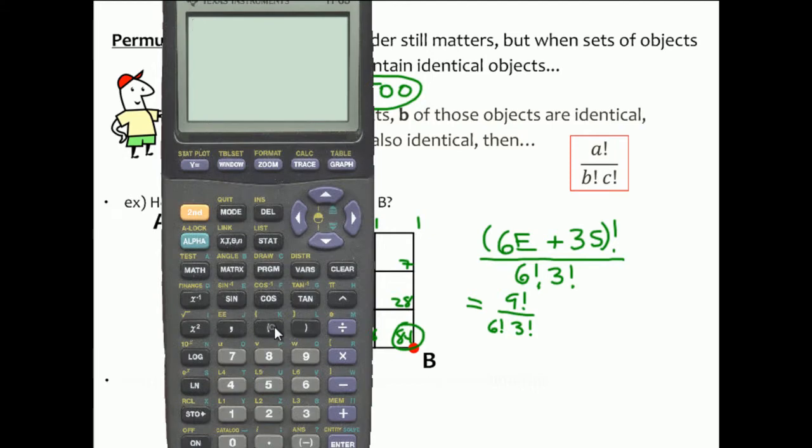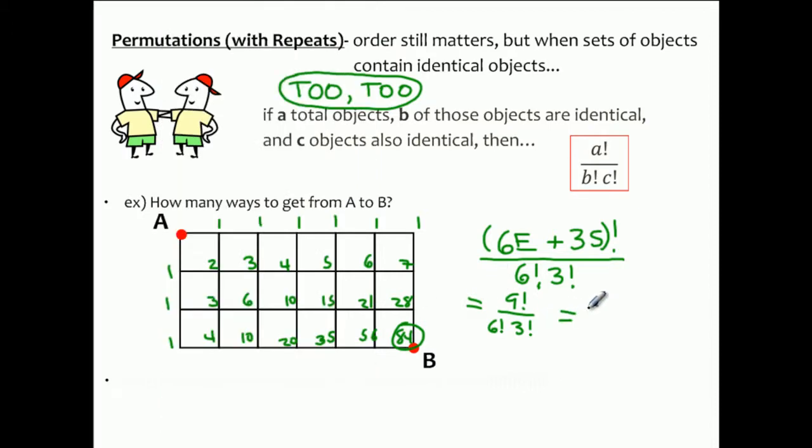So on your calculator, you've got 9 factorial divided by 6 factorial and 3 factorial. So that gives you 84 as well.